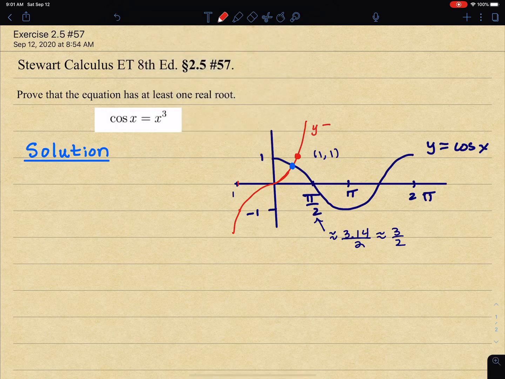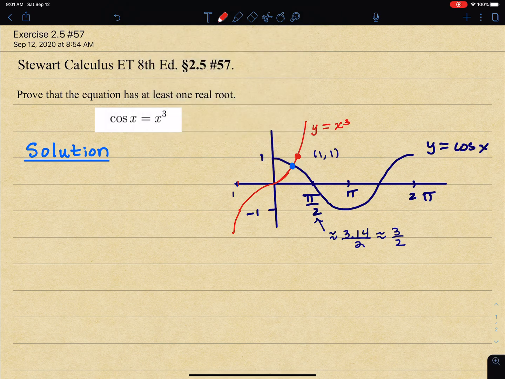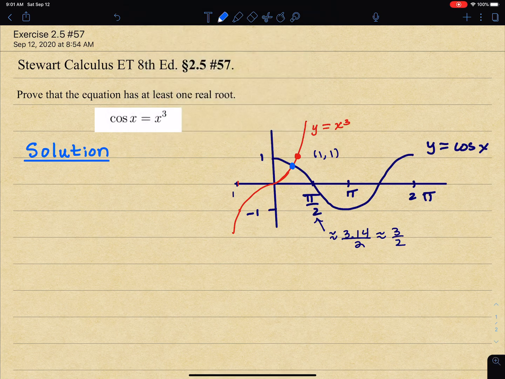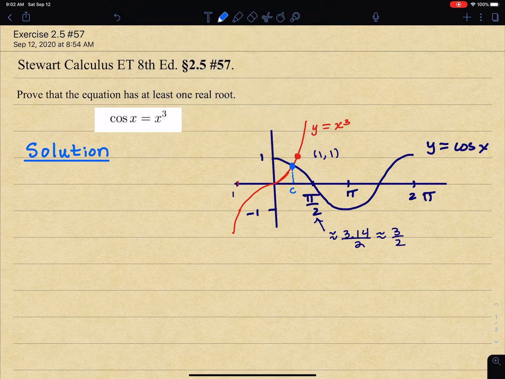Okay, that's just a start to help us see that, yeah, this does make sense. Some people would say that that's a proof in itself, that I've just shown that x cubed equals cosine x for some number, and that number we're going to call c. However, we're supposed to use the intermediate value theorem, so that's just an optional piece that helps us understand what's going on.